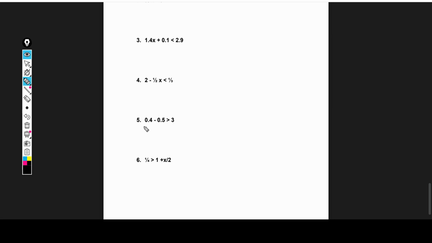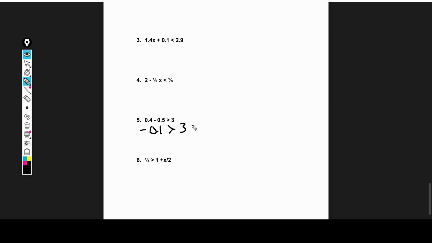For our next problem, an interesting inequality. We're trying to solve for x, but we actually don't have an x. So let's see if this is true at all. We can simplify this 0.4 minus 0.5, and we get negative 0.1. By the way, I believe this is an error by the creator of this worksheet, but we will go along with it because we can learn something from this. And now we get negative 0.1 is greater than 3.